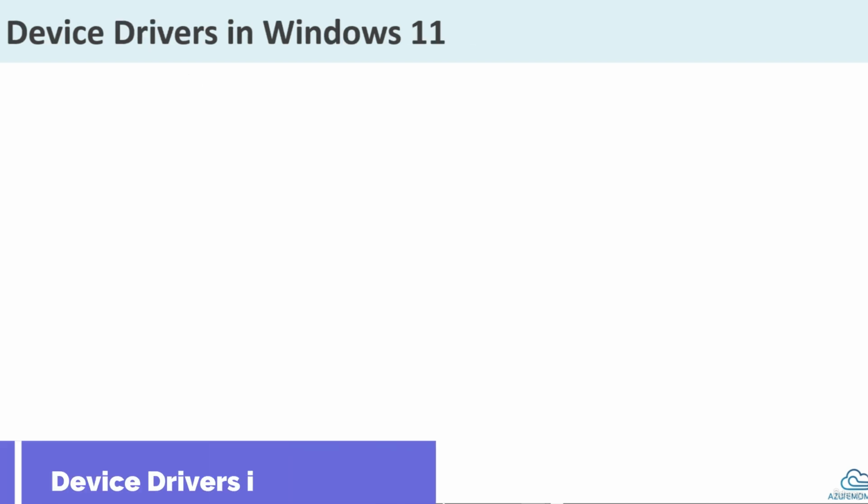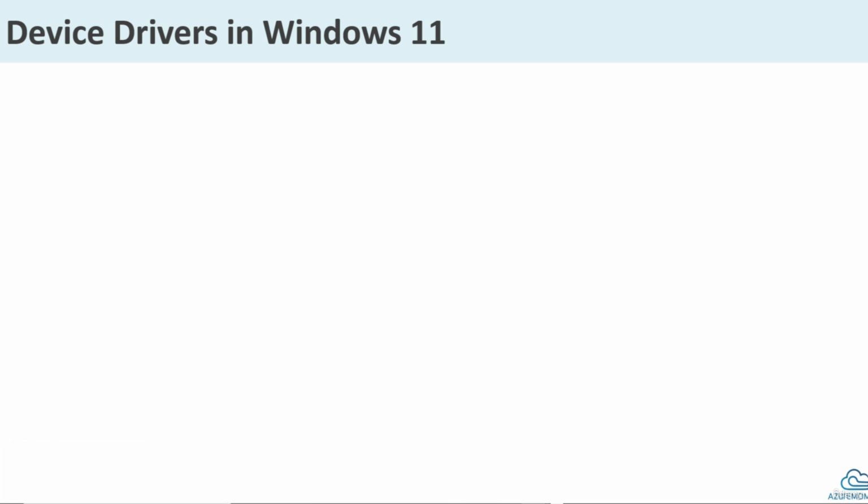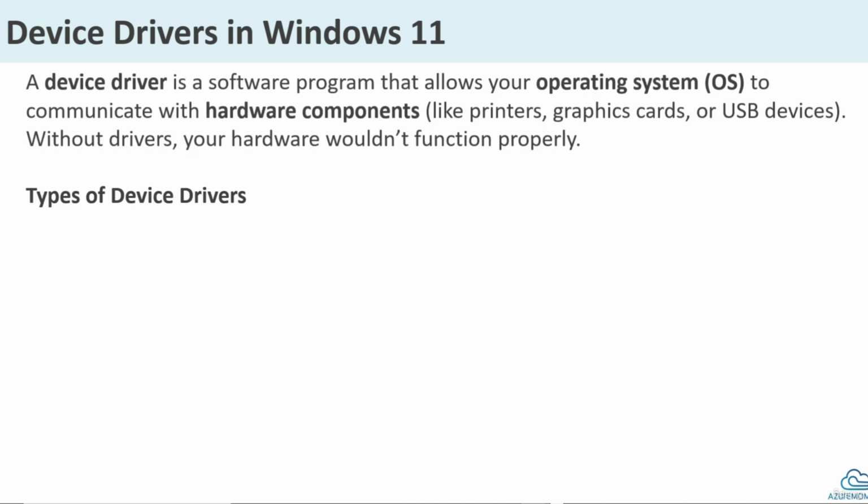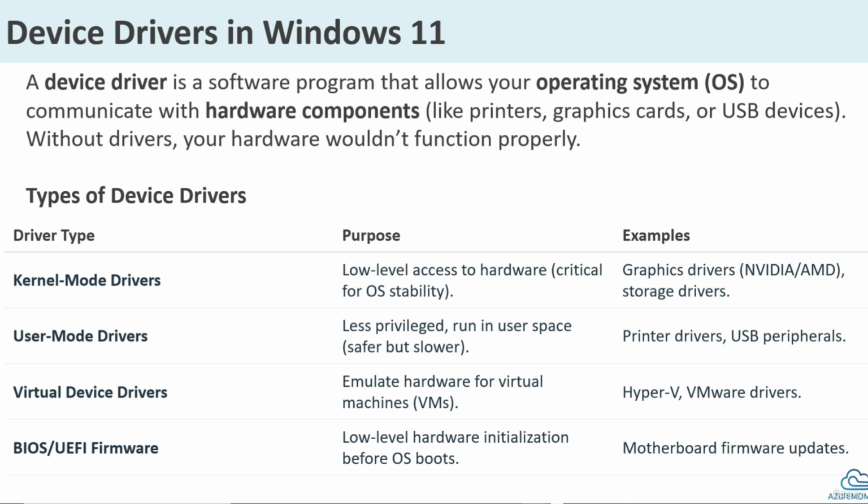Device drivers in Windows 11. A device driver is a software program that allows your operating system to communicate with hardware components like printers, graphics cards, or USB devices. Without drivers, your hardware won't run properly. Types of device drivers. So here you can see the types of device drivers that are mentioned: kernel mode drivers, user mode drivers, virtual device drivers, BIOS and UEFI firmware. We'll understand them one by one.